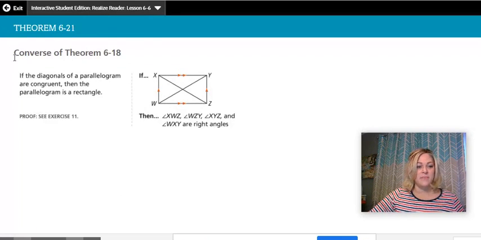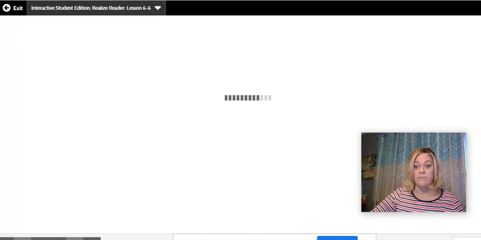Here's another theorem, the converse again. It says if the diagonals of a parallelogram are congruent, then it's a rectangle. So again, it has to be a parallelogram, and if the diagonals are congruent, then it is a rectangle. But make sure you prove or show that it's a parallelogram first.